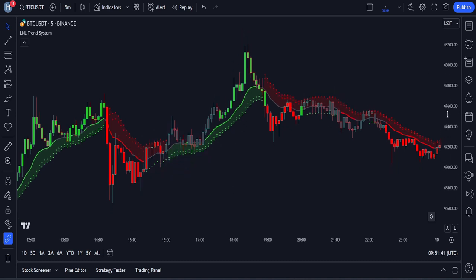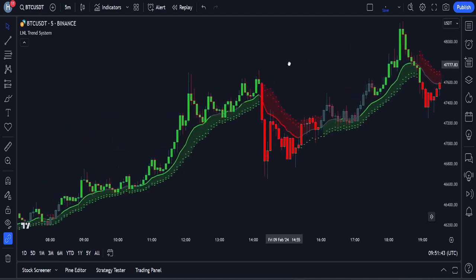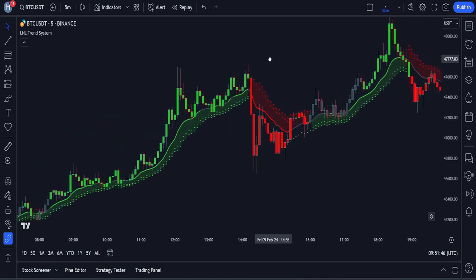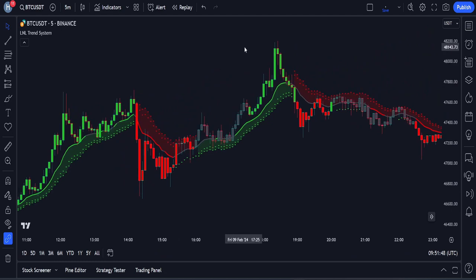We will come back to this component of this indicator later in the video because this will play an important role in our strategy. For now, let's move on to the next component of this indicator.